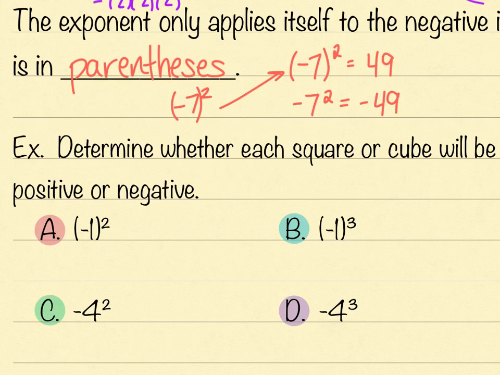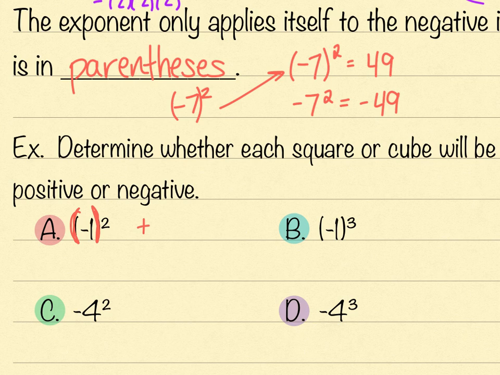All right, so let's practice that. Let's look at 4 examples where we just are determining whether the answer will be positive or negative. In this first one, negative 1 squared means negative 1 times negative 1. There are parentheses here, right? So the parentheses act as a magnifying glass. The exponent does see the negative 1. So it does negative 1 times negative 1, which would be positive 1.